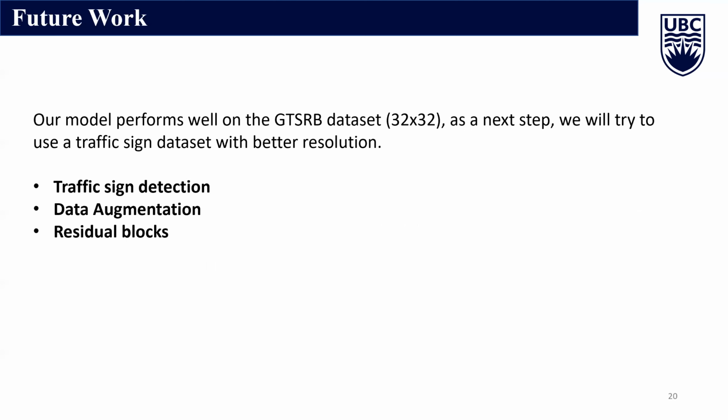The future work: our model performs well on the GTSRB dataset. For the next step, we'll try to use a traffic sign dataset with better resolution. Once we switch to the bigger size dataset, there are some areas we want to continue exploring. The first one is traffic sign detection. We can include the knowledge introduced in ENGR501 to fulfill the traffic sign detection. One limitation is that it is computationally expensive. To speed up the search time in the future, we will try the fast auto augment.